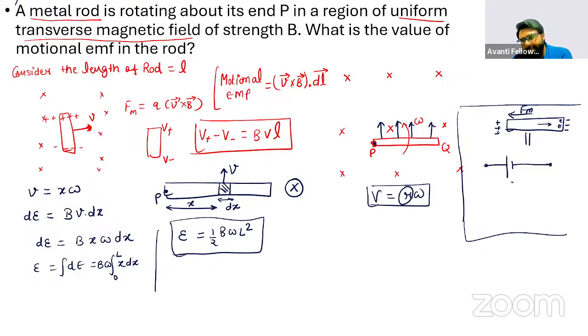The EMF here is nothing but 1/2 B omega L square. This EMF is nothing but the potential difference, so do not confuse it. This is positive and this is negative. Clear? Will you be able to do it? He asks such questions, okay?